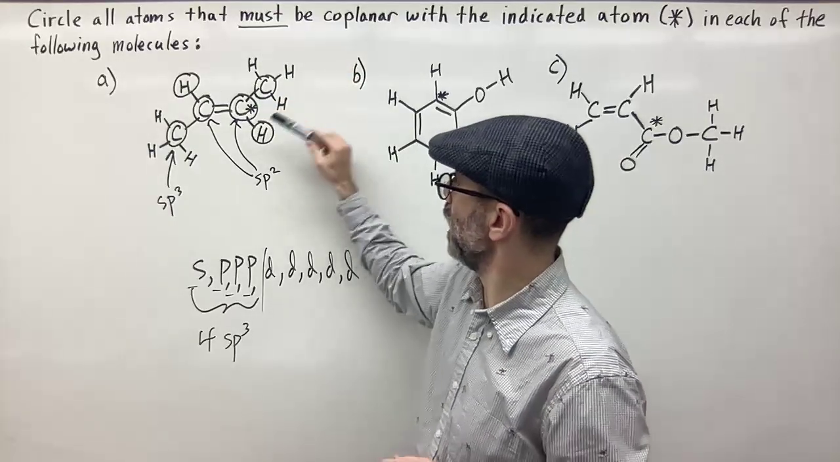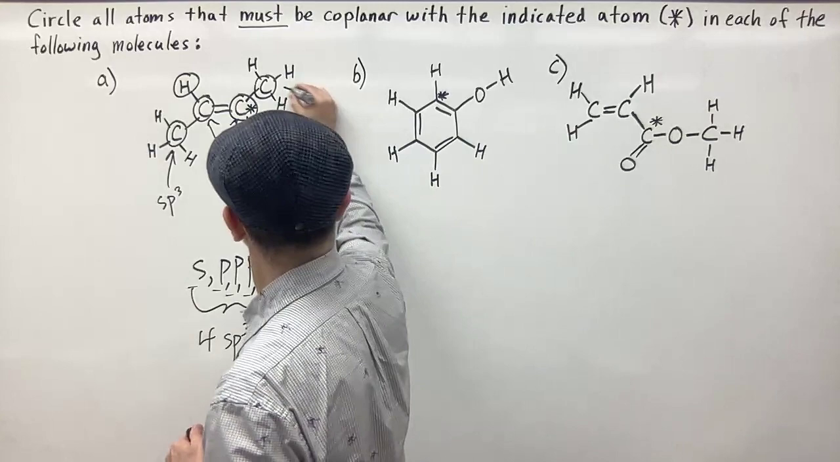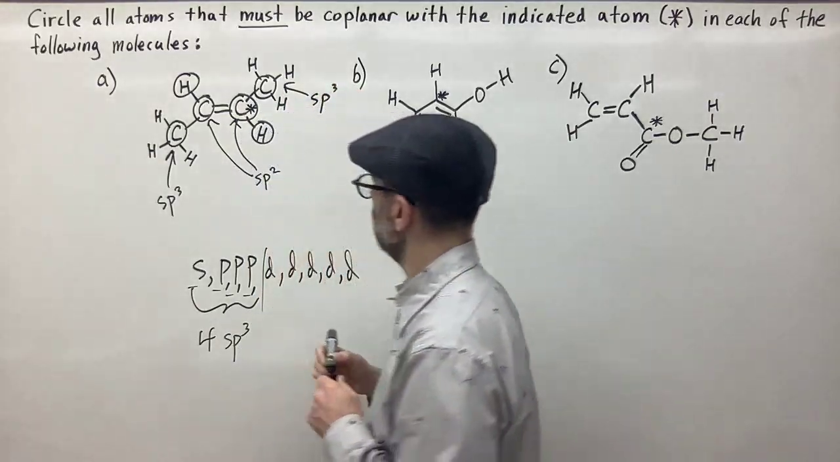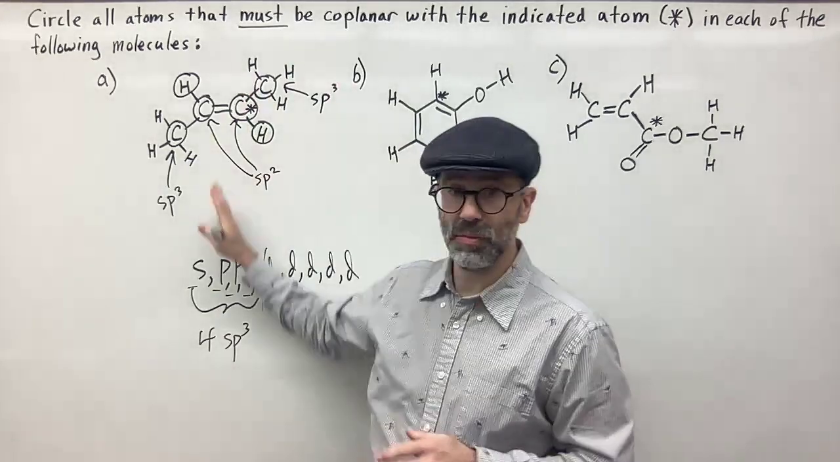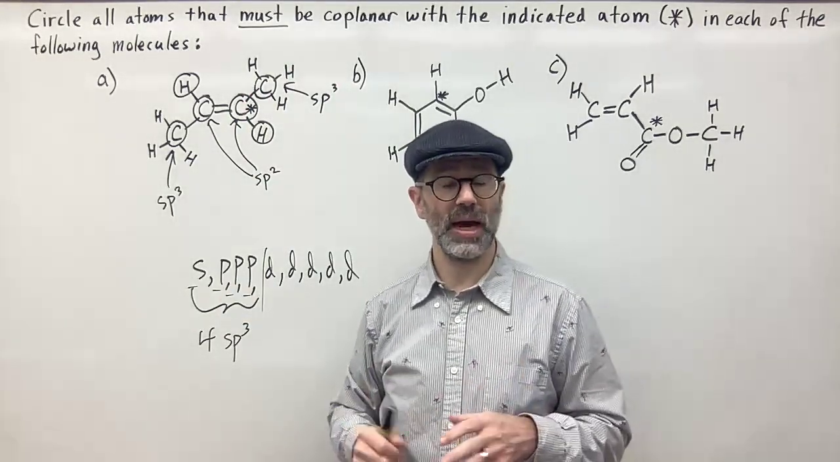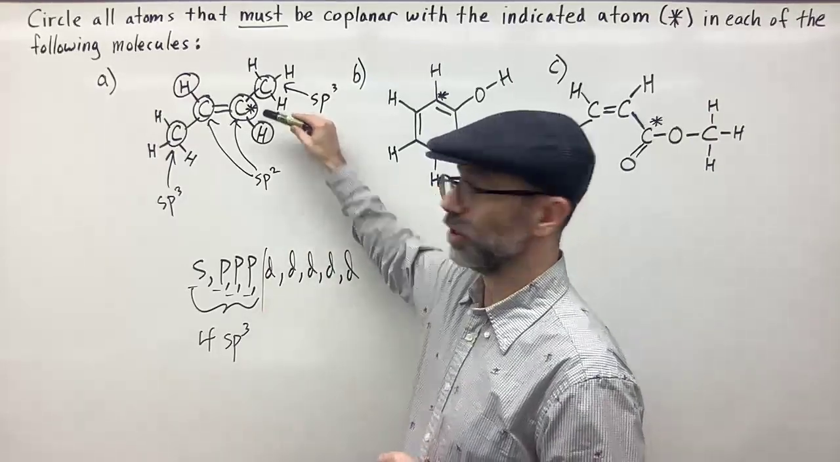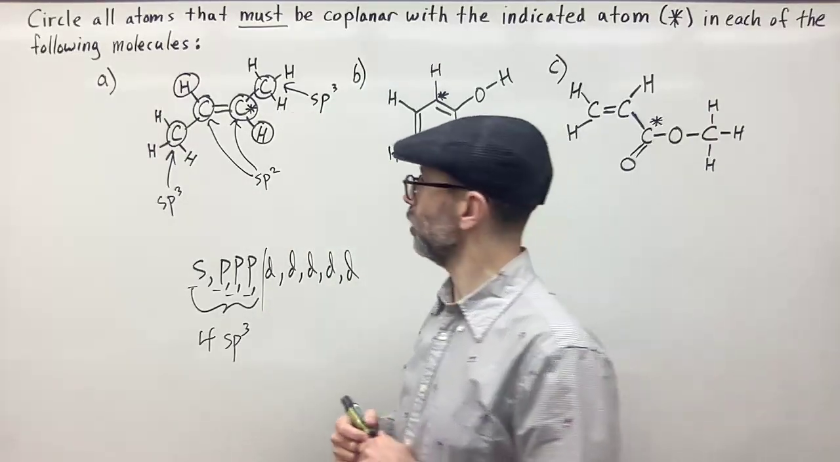Here we have a single bond. This is sp3 hybridized. And so the ones I have circled are the only ones that must be in the same plane as the starred carbon. Okay, let's go to the next one.